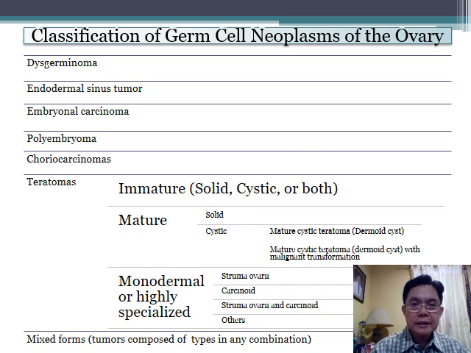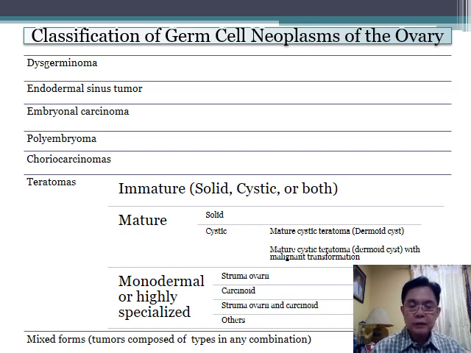So again, this is the classification of germ cell neoplasms of the ovary. So you have dysgerminomas, endodermal sinus tumors, or yolk sac tumors of the ovary. You have your embryonal carcinomas, polyembryomas, and choriocarcinomas.